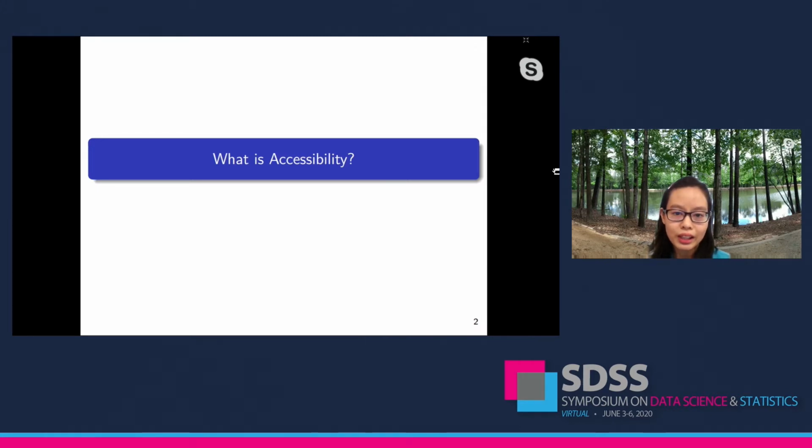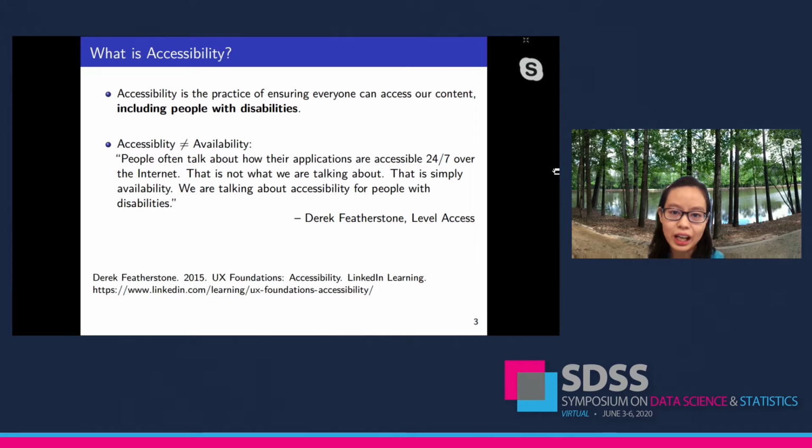So accessibility is the practice of ensuring everyone can access our content, including people with disabilities. In a user design course, I have heard that many people talk about how their applications are accessible 24/7 over the internet. That is called availability. That's not what we're talking about. We're talking about accessibility for people with disabilities, so that people with disabilities can enjoy equal access to our content.